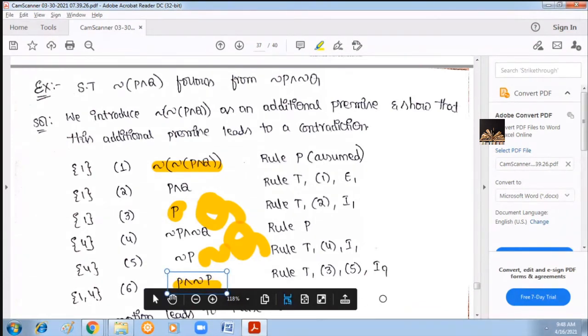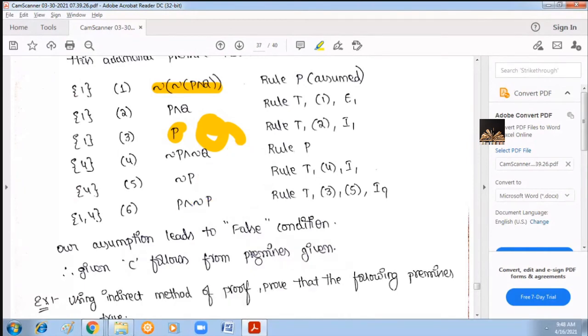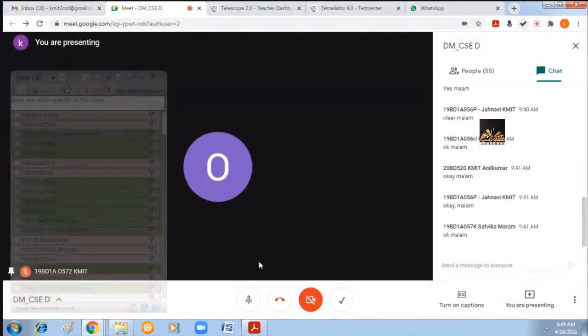You can do it in any other way, right? So you got the answer as false. Therefore our assumption is wrong. Therefore the given conclusion is a valid conclusion. Is it clear for you all? Is it clear? Yes, okay. Is this example clear for you all?